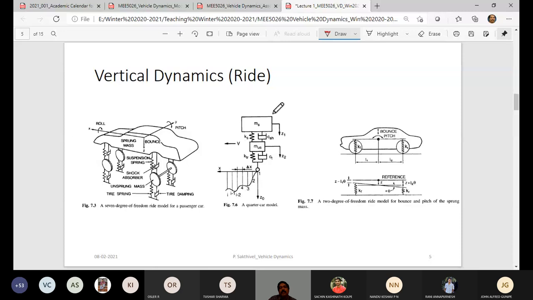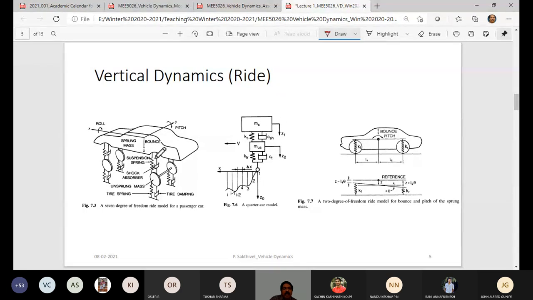So when I say ride mathematical model, vibration model, importantly, you should understand frequency, you should understand damping value, you should understand what is called amplitude of vibration. So this is exactly what we are going to study. So you see here, this vehicle has got many degrees of freedom. Here is a seven degree of freedom ride model. So why is it called a 7-degree freedom model?